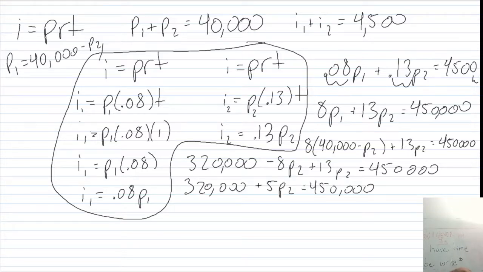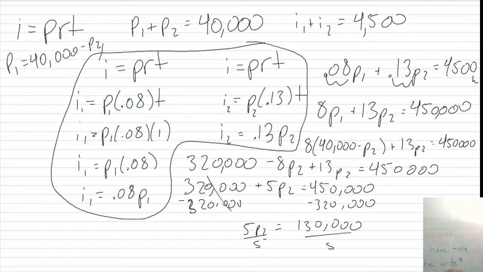And now we just have to get our P2 by itself. So subtract the 320K. That gives us 5P2 equal to 130K. And now we divide both sides by 5, and that gives us P2 equal to 26,000. So if P2 equals 26,000, how much are we investing with P1? 40,000 minus 26,000 gives us our other 14,000.